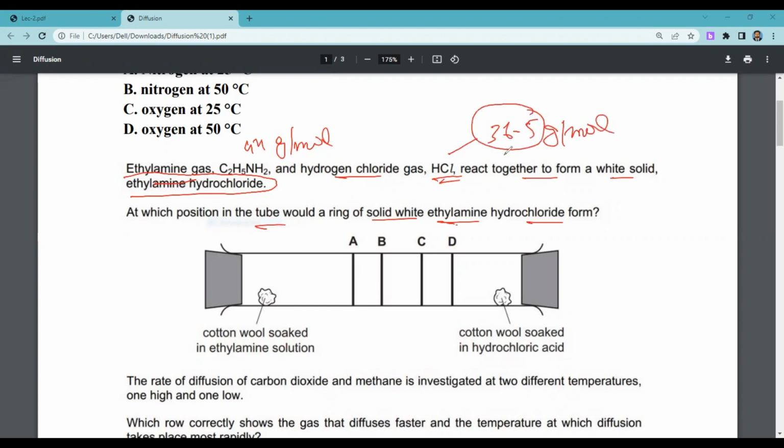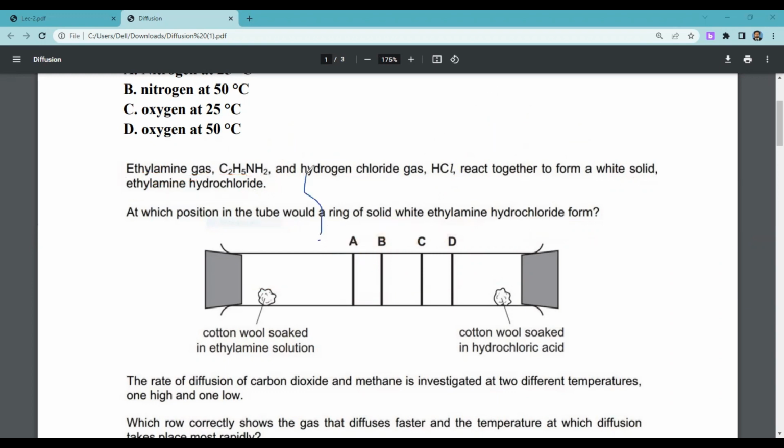It means that the HCl will diffuse faster and come closer, while ethylene amine will diffuse slower. They meet each other at this point, and the white solid is produced. So the correct option will be option A. This will be the correct option. I hope this is clear now. Now move towards the next question.